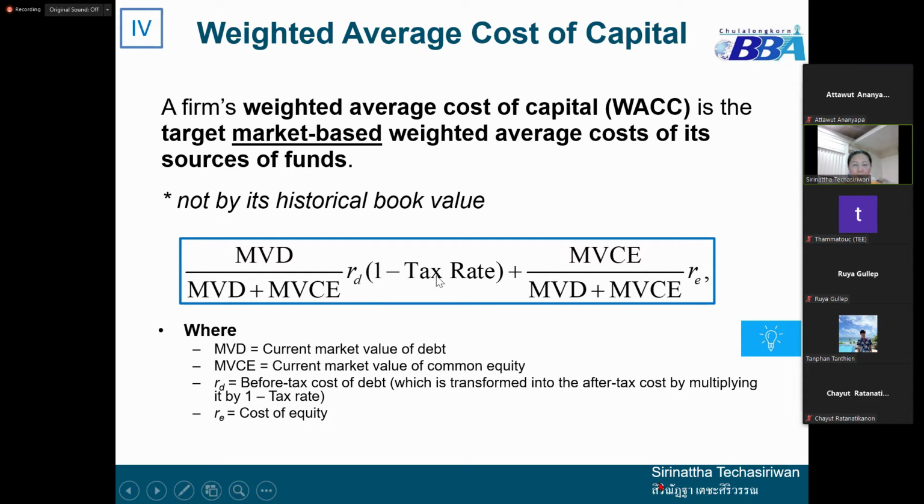by market value weights. So you weight each of the component costs by market value. This is the total market value of debt and equity, this is the market value of debt over total value, and this is the market value of equity over total value. And why do you use the market value weight, not the book weight?